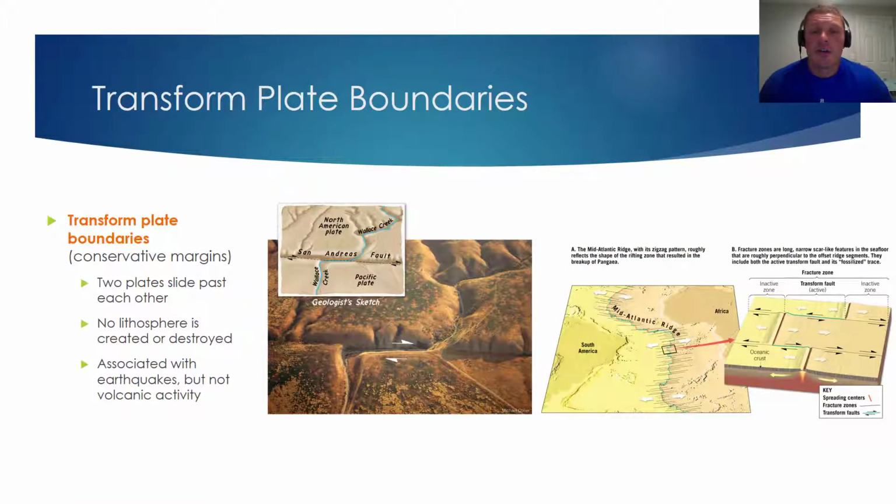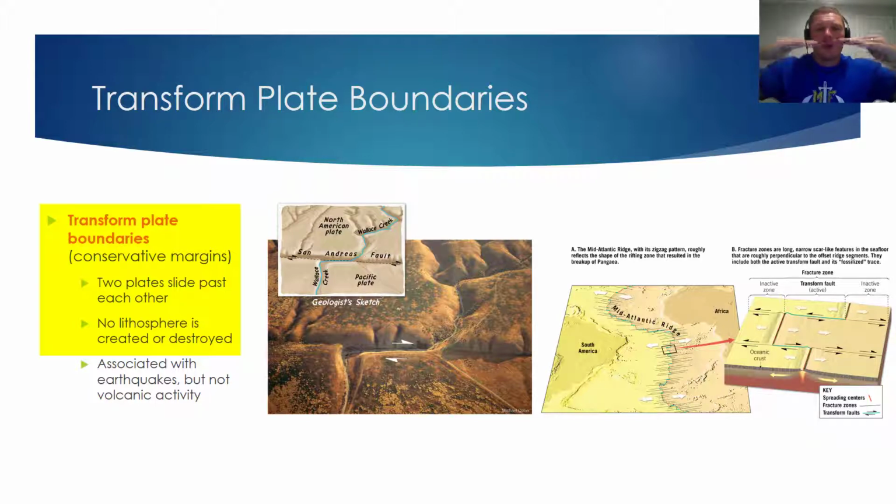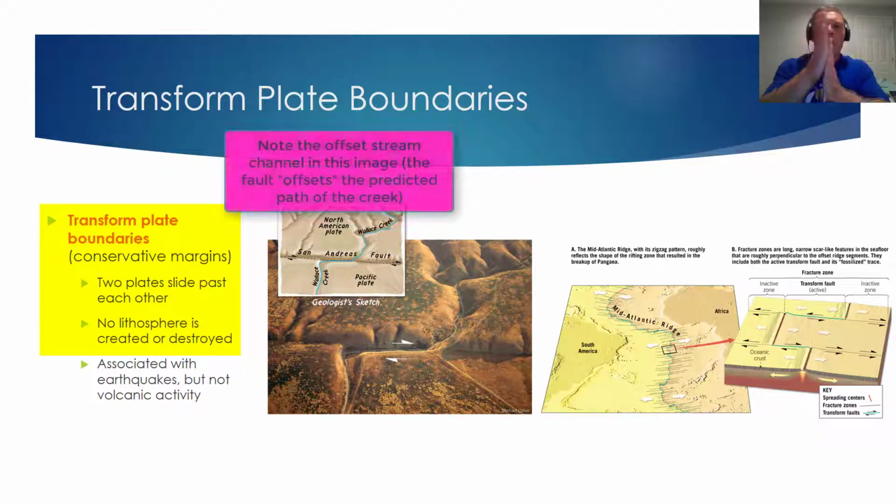Our last consideration in this vodcast are transform plate boundaries. Transform plate boundaries are called conservative margins because we are not seeing the creation nor the destruction of lithosphere at these boundaries. Conceptually speaking, with divergent boundaries, we have two plates moving apart. With convergent boundaries, we have two plates running into one another. At transform plate boundaries, the plates aren't running into one another, nor are they getting pushed apart. They're sliding past one another. Almost like when you rub your hands together, that same motion is occurring with these two plates.